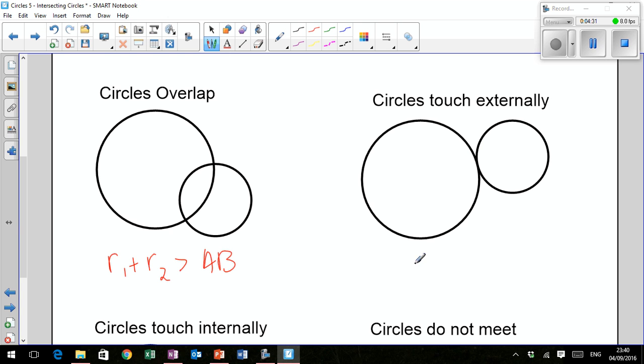When circles touch externally, and this is by far and away the most common one, to be honest, then the distance between the radiuses is the same. Sorry, the sum of the two radiuses is the same as the distance between the centres.